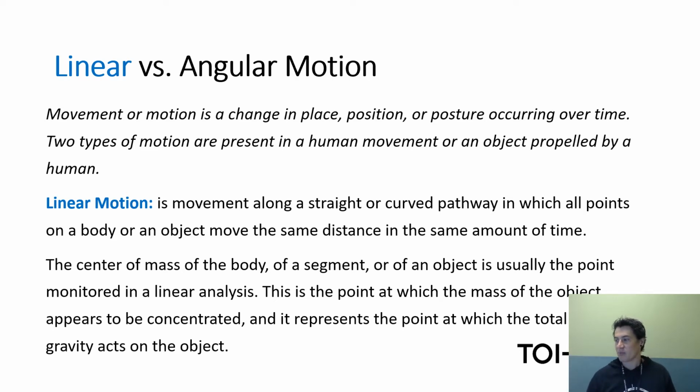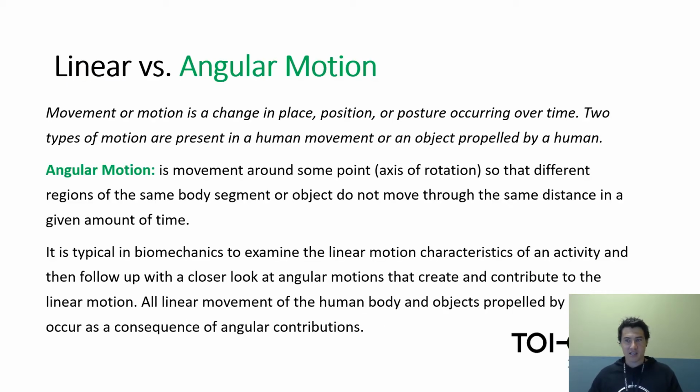This is the point at which the mass of the object appears to be concentrated, so that's our center of mass, and it represents the point at which the total effect of gravity acts on that object. So it means that gravity has its full force in that center of mass of that body or that segment. And that moves based on what your body is doing. So if you move your mass around, that will change your center of mass or center of gravity.